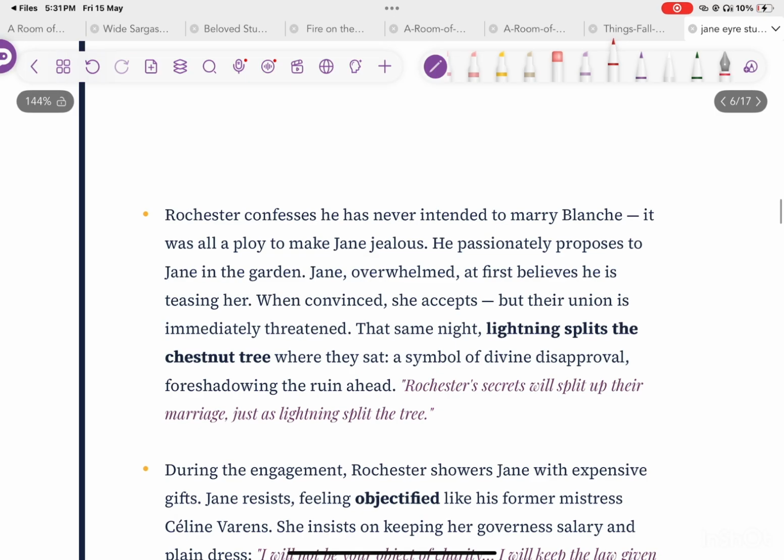Rochester confesses he has never intended to marry Blanche, and it was all played to make Jane jealous. He passionately proposes to Jane in the garden. Jane is overwhelmed at first. She thinks he's teasing her. When convinced, she accepts. But their union is immediately threatened.